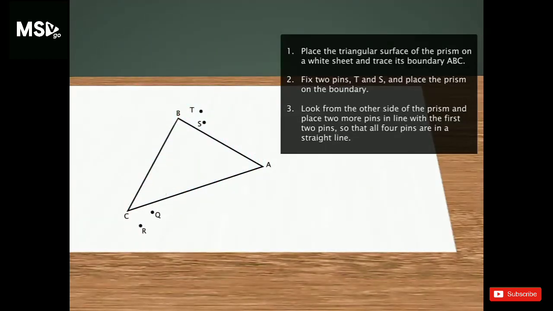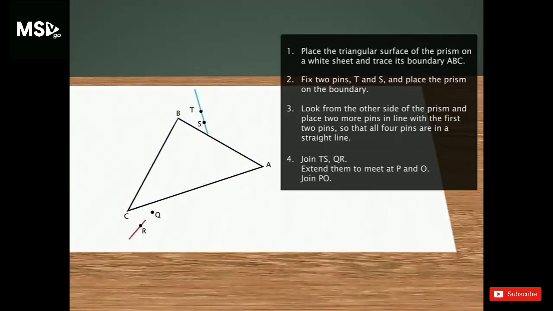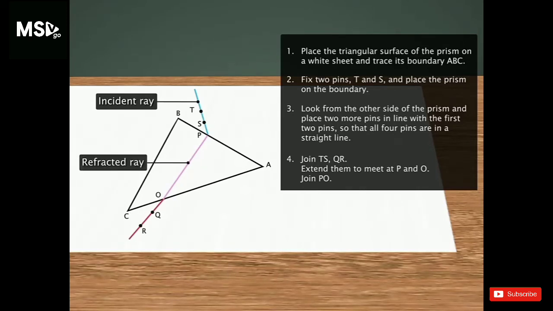Remove the pins. Join TS and QR and extend them to meet the faces of the prism at P and O respectively. Join PO. TP represents the incident ray, PO represents the refracted ray, and OR represents the emergent ray that bends towards the base.